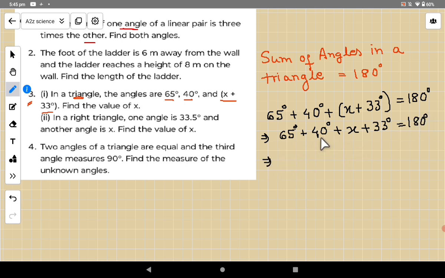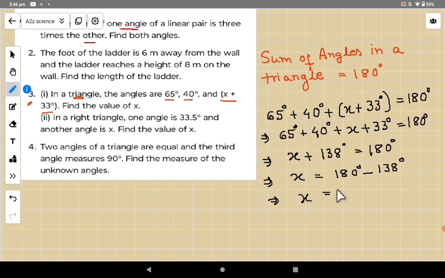So 65 plus 40, it becomes 105, and 105 plus 30, 135 and 3, 138. So x plus 138 degree equals to 180 degree. Then this 138 degree, if I move 138 degree to the right hand side, it will be negative sign and we have to subtract this value. So we have 180 degree minus 138 degree. So the value of x is 42 degree. This is the answer.